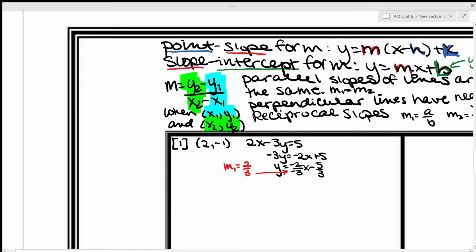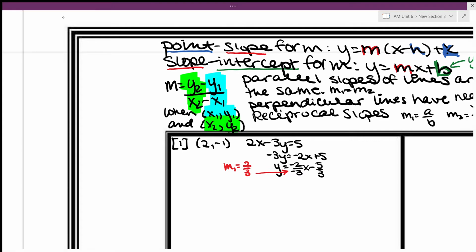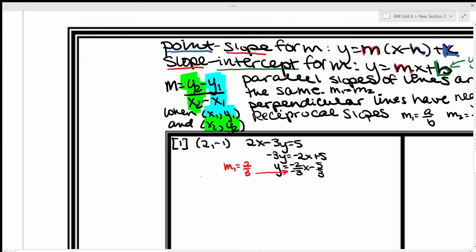Okay, so now we're going to plug that into our point slope form. y equals your slope times your x minus your h plus your k. Okay. Your slope is that 2 over 3. Your h, k comes from that point you're given. So that would be a 2 and a negative 1. You could clean it up by saying just that minus 1.